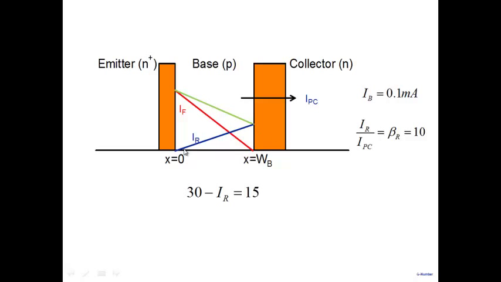If you want to calculate the maximum possible current IR, what does it depend on? The ratio of IR and IPC is what? Reverse beta. How large can IPC be? 0.1. Right? Because the base current is constant at 0.1. So how large can IR be? 1. So how large can this be? 30 minus 1? 29. You can't go to 50. It's just not possible. This picture is not right. The current is not decreasing because of change in slope like this here.